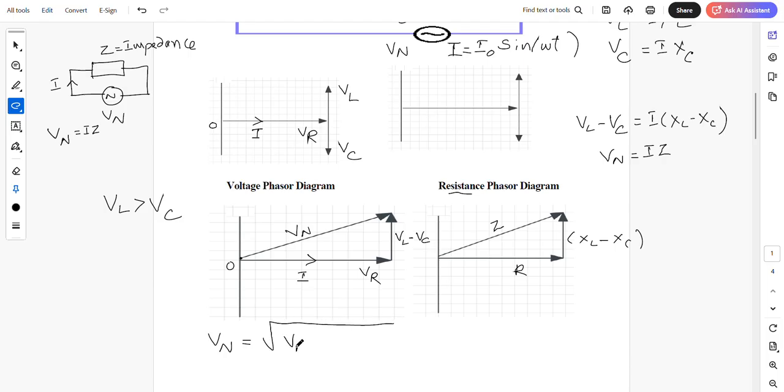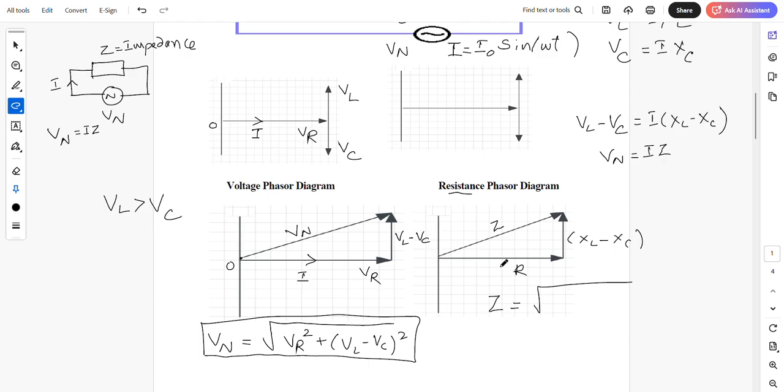Square root of VR square plus (VL minus VC) whole square. This is the formula to calculate the net voltage. Now let us calculate the impedance. Impedance is given by what? Z is equal to square root of what can I write?